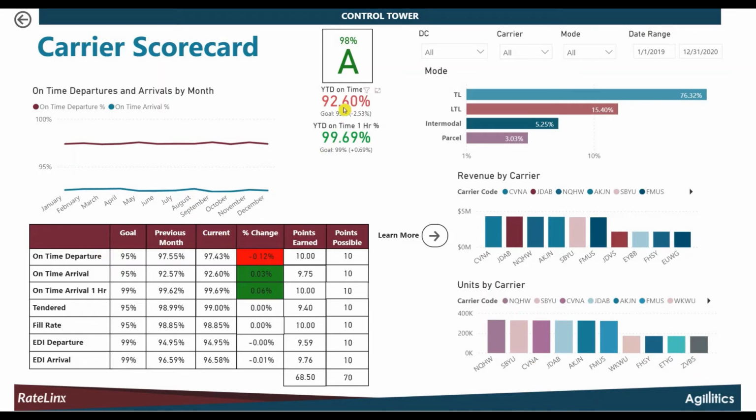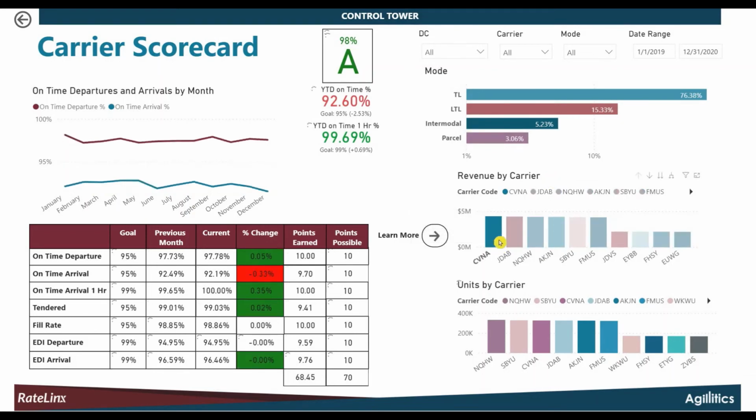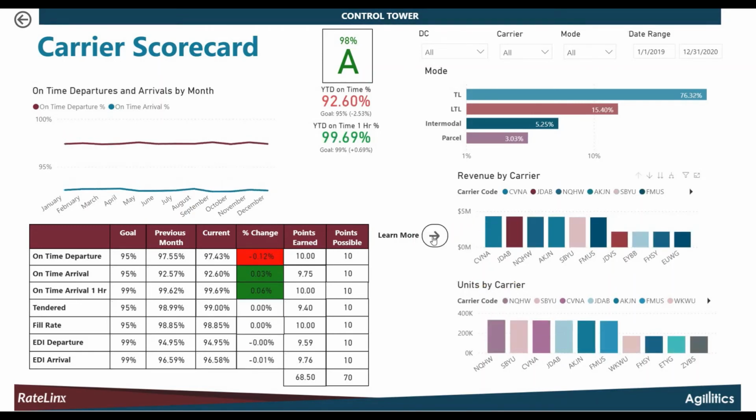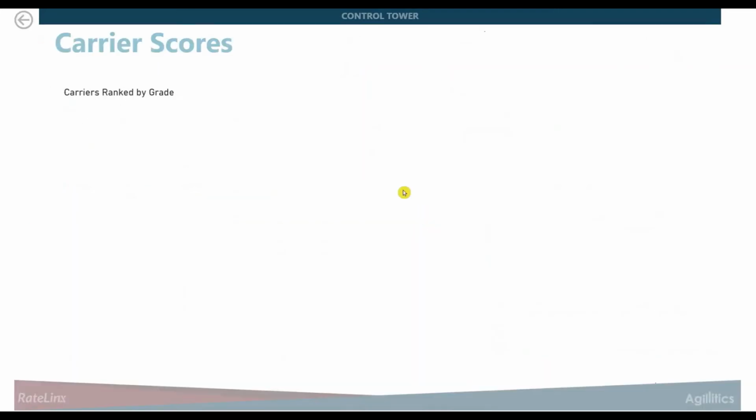One of the key visualizations is the on-time departures and arrivals graph. This displays a carrier's on-time departure from the DC and the on-time arrival to the destination rate over the specified date range. Furthermore, the mode chart shows the proportion of shipments by each mode, and the revenue by carrier chart shows the dollar value of all the products transported by each carrier. The units by carrier chart shows the similar data, but by units instead of dollars. Each of the visualizations here can be filtered by DC, carrier, and mode to give the user a precise view or even compare two or more carriers.